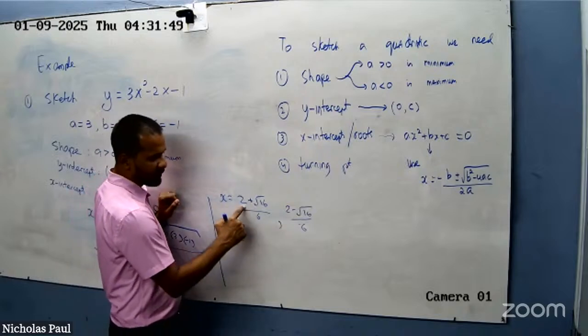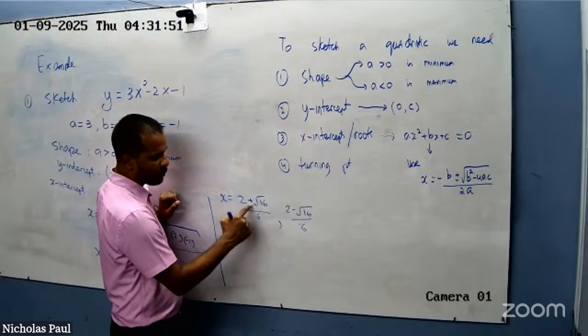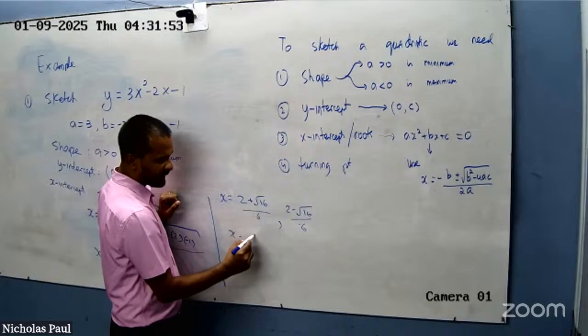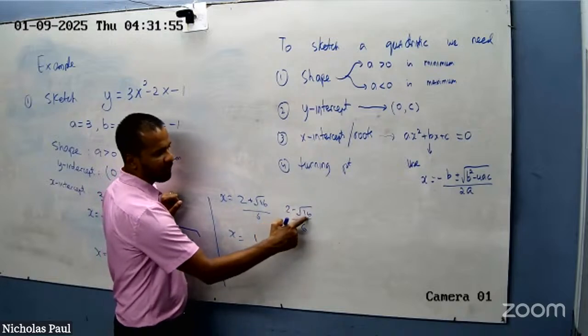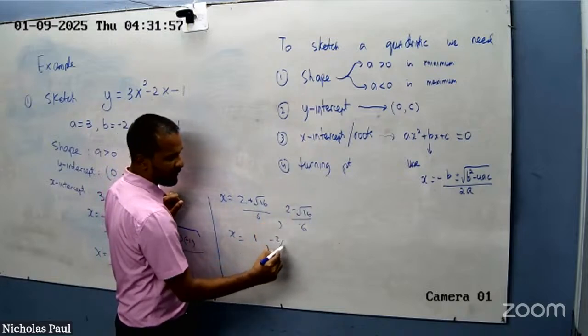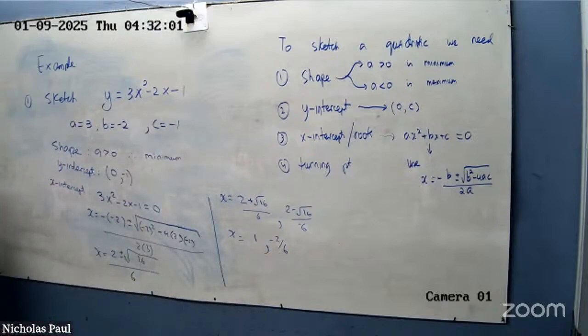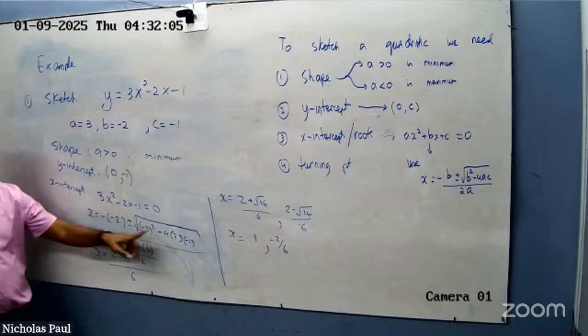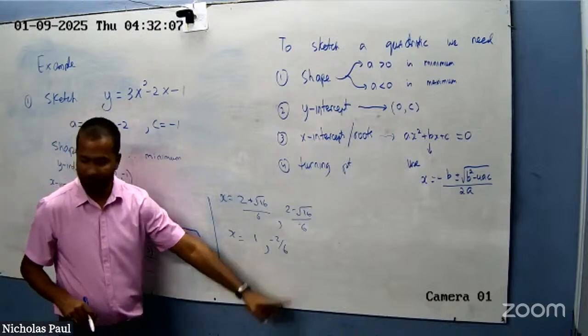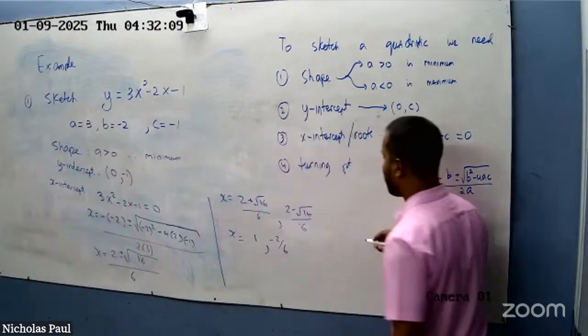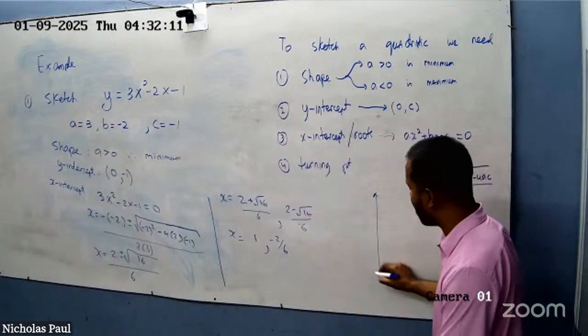So this is 2 plus 4 over 6. 2 plus 4 is 6, 6 over 6 is 1. 2 minus 4 is minus 2, so you'll get minus 2 over 6. Everybody okay with that? So y-intercept, x-intercepts. All right? So far, our quadratic appears to look like this.